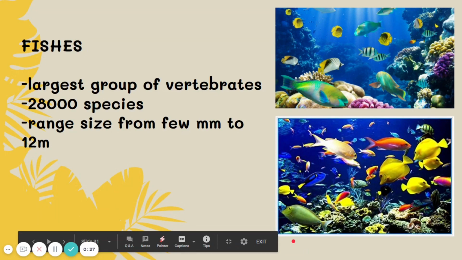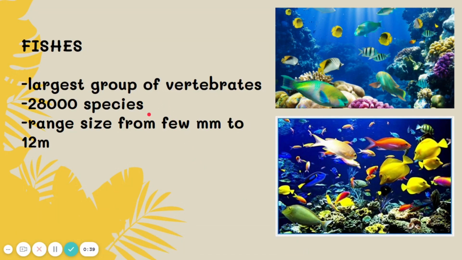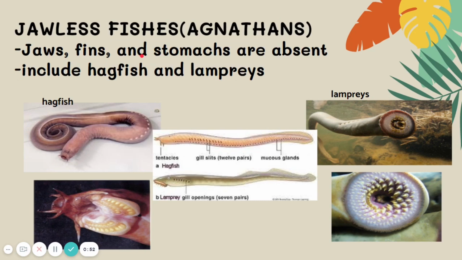Fishes are the largest group of vertebrates, with nearly 28,000 species recognized. They range in size from a few millimeters to 12 meters for the whale shark, which is the largest shark. Jawless fishes are known as agnathans. Their jaws, fins, and stomach are absent. Jawless fishes include hagfish and also lampreys.